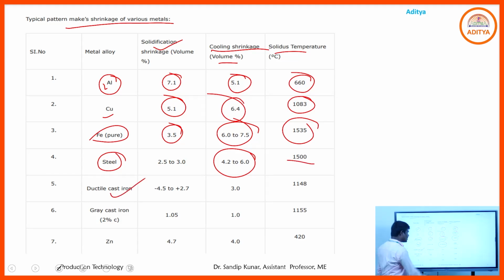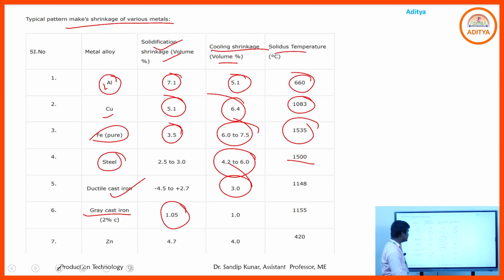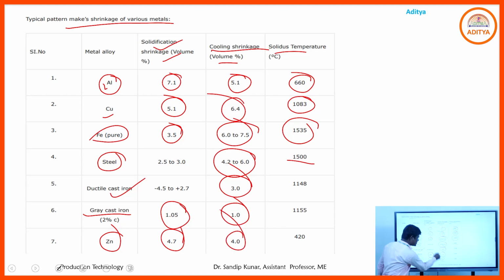In case of ductile cast iron, it is 4.5 to 2.7 percent solidification shrinkage, and in case of cooling shrinkage, it is 3.0, at a maintained temperature of 1148 degrees centigrade. In case of grey cast iron, 2% of carbon is present and it maintains 1.05 percent solidification shrinkage and 1.0 cooling shrinkage, at a solidus temperature of 1155 degrees centigrade. In case of zinc, the solidification shrinkage is 4.7, the cooling shrinkage is 4.0 percent, and the temperature is 420 degrees centigrade.